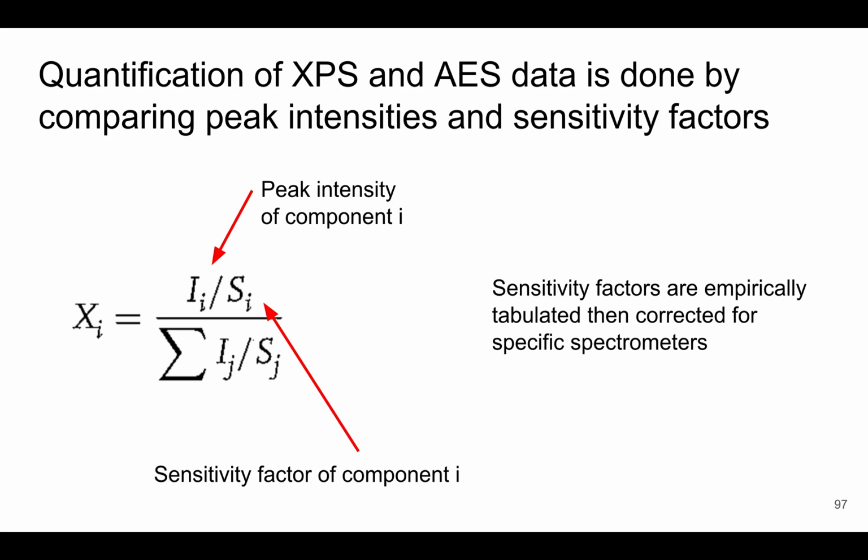And so these are typically things that are either going to be in the software if you're using the software that goes along with the instrument, and you can also find them tabulated as well. And I've actually got values in that same PDF that have sensitivity factors for both XPS and AES. So you can find that. And so basically, it's a ratio of peak intensity to the sensitivity factor of a component over the sum of all of those fractions. And that gives us our amount.